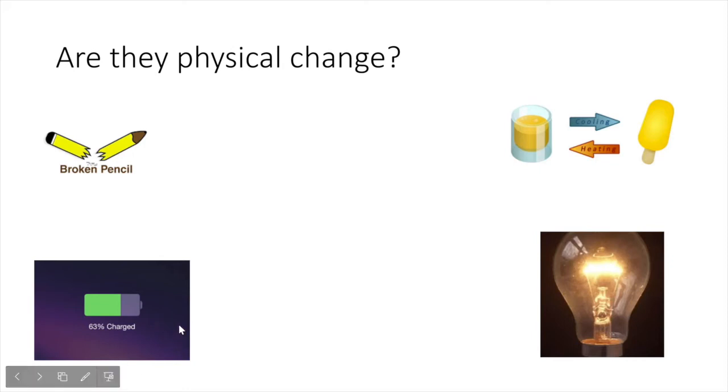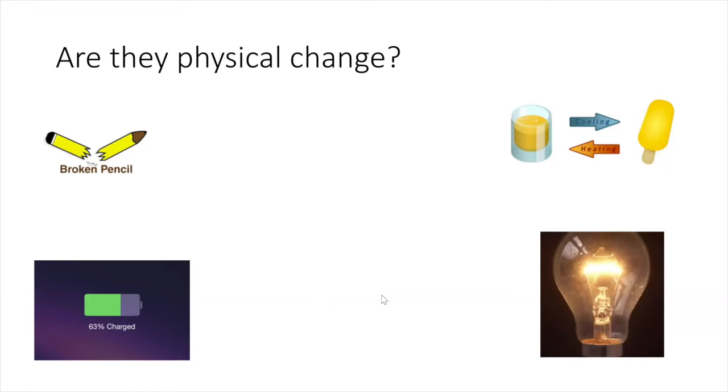How about charging a phone? No, it's not a physical change. Yeah, I agree, because there's a new substance coming in. Exactly. This is not a physical change because there's new substance coming in. They fill the battery.